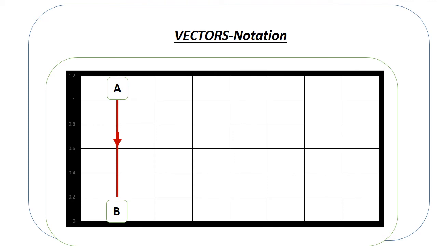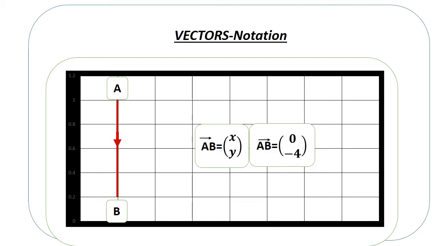What about this one? If we count in the x, there is no movement in the x. It doesn't move to the left or right. Then in the y, it has moved down, so we're talking about negatives. 1, 2, 3, 4. So it's going to be 0, -4.